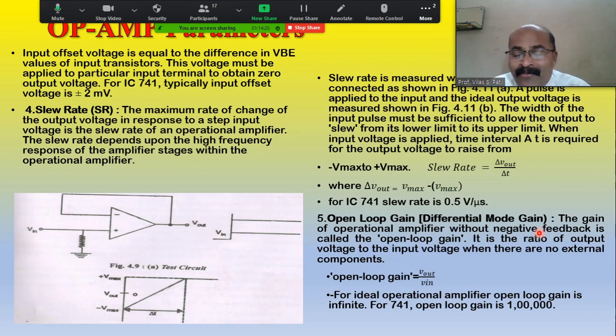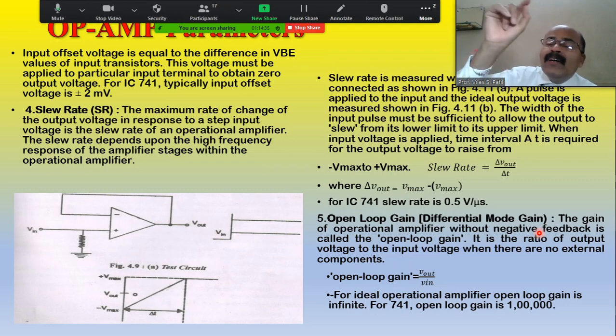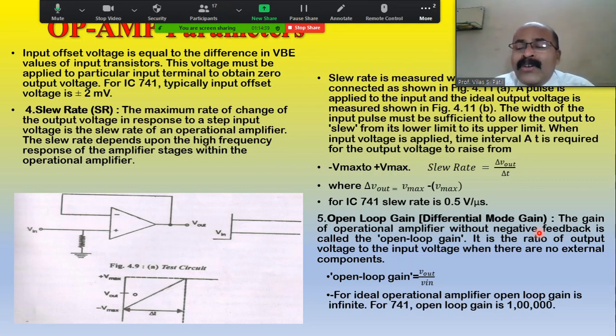That is the open loop gain in case of a differential mode. It is the ratio of output voltage to the input voltage, but when the output is connected back, fed back to the non-inverting input, that gain is known as an open loop gain, and open loop gain is the V out divided by V in.